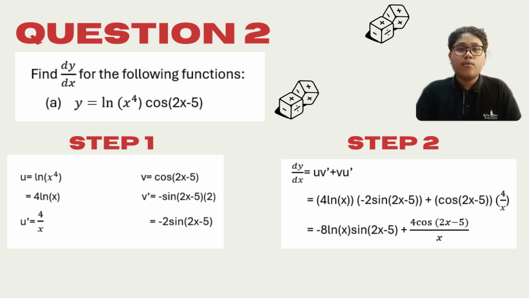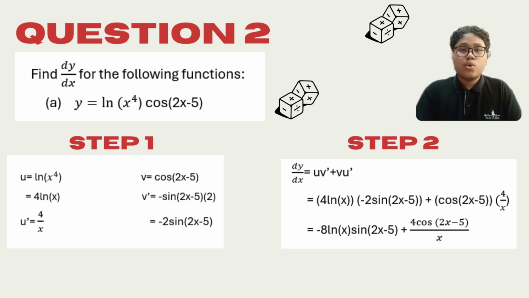For question 2a, we must find dy over dx for the function y equals ln x to the power of 4 times cosine of 2x minus 5. We have two different functions multiplied together here. Whenever we see functions that are multiplying, we must use the product rule. Because we cannot just take their derivatives separately, we have to combine them systematically.